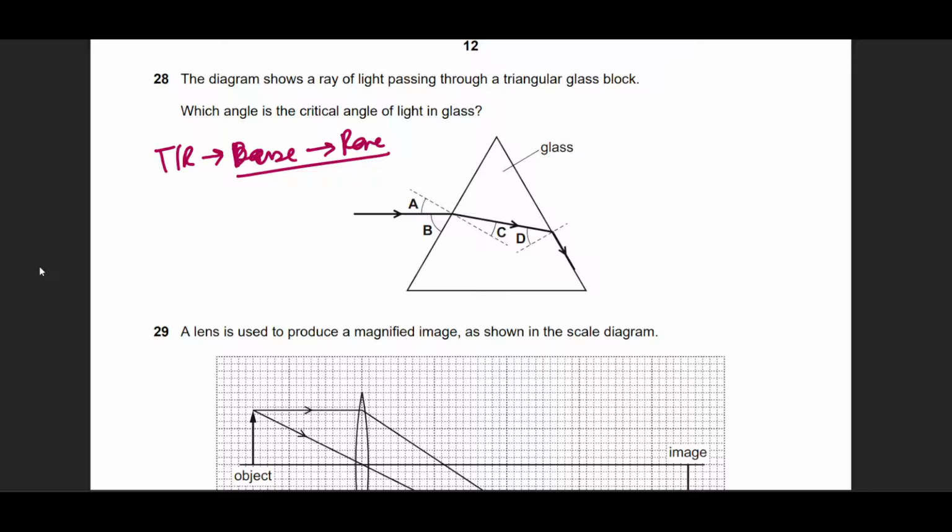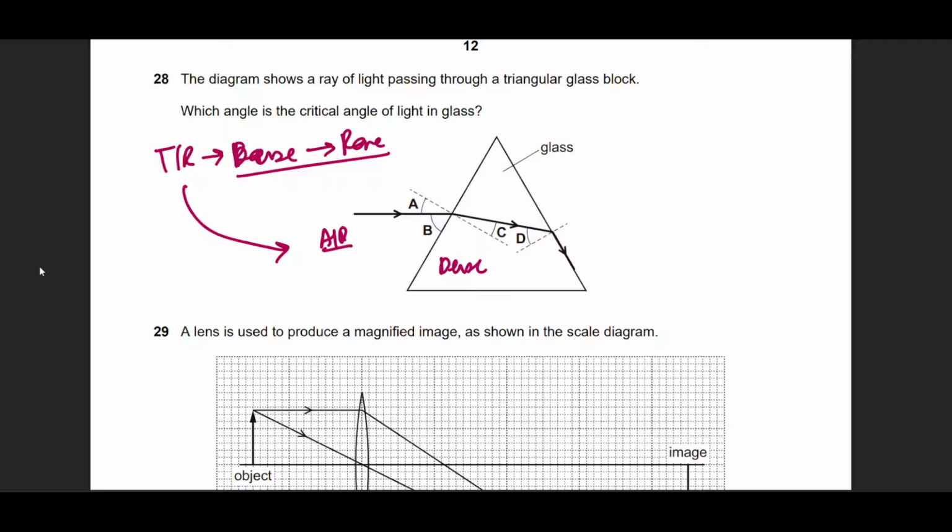So can it be from option A and B? It's not possible. A and B is not possible. But why? Because the light ray is in air and it's trying to go into dense. So it nullifies the first requirement of total internal reflection. So I can't even choose A and B. If I had to make a guess, it should have been between C and D. But anyways, let's move ahead.